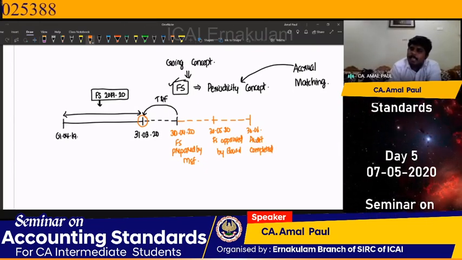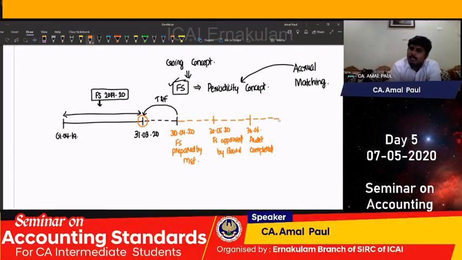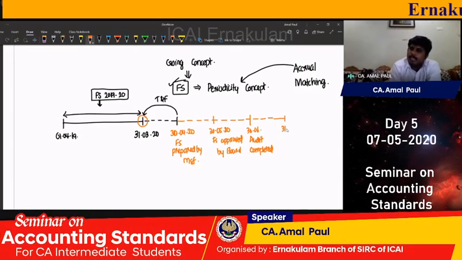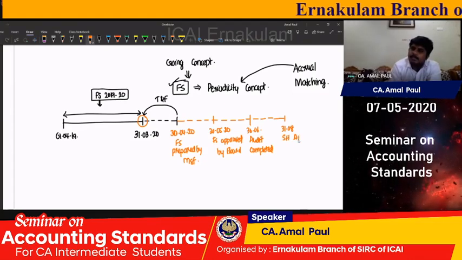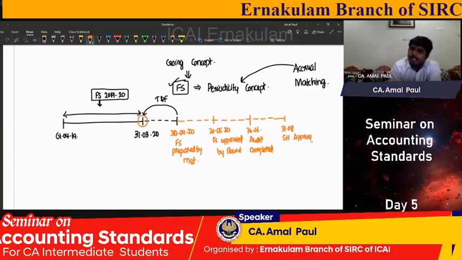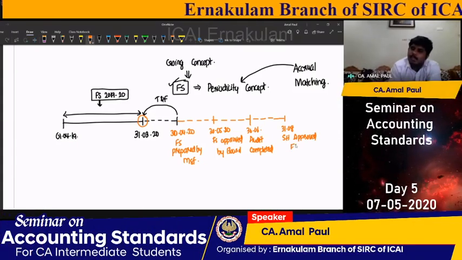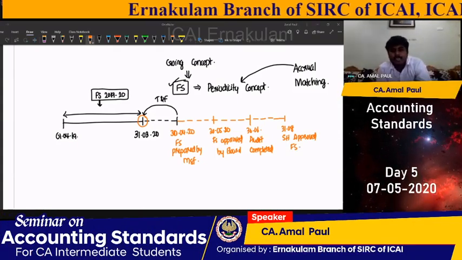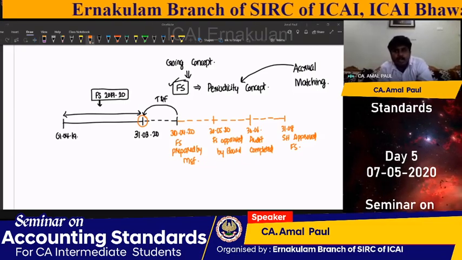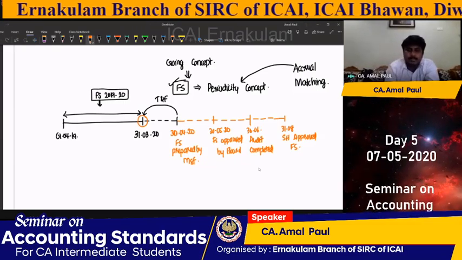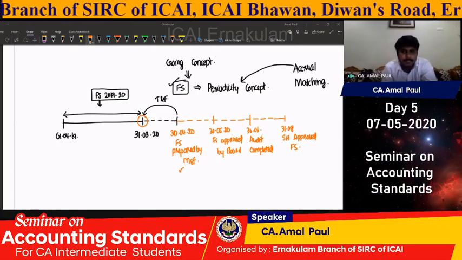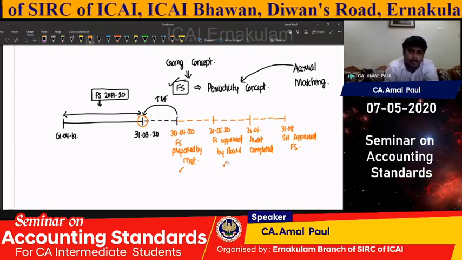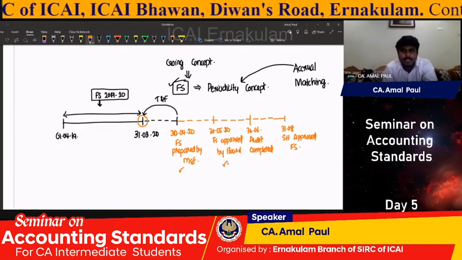Okay. Then on 31/8, shareholders approved the financial statements. These are certain events we can see in routine course. So first of all, management will prepare the financial statements. Then it will be approved by the board of directors.